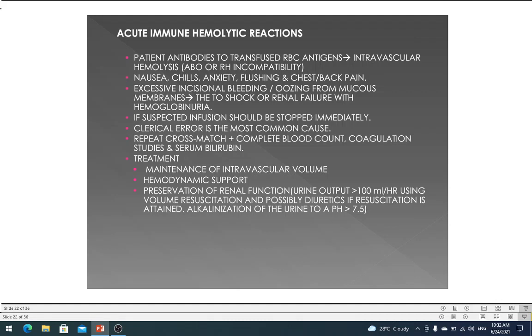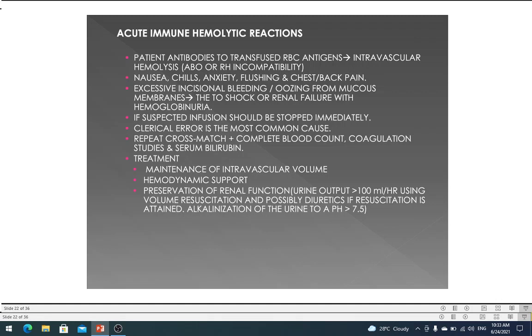Now all of these individually are non-specific symptoms. Nausea you can get with so many things. Chills, anxiety, just having a blood transfusion probably is enough to produce them. But all together tells you that this patient has a hemolytic reaction. Understand? The other thing is during surgery or after surgery, there might be excessive bleeding from the incision site, or there might be loss of blood from mucous membranes. Finally, it can lead to renal failure and shock.